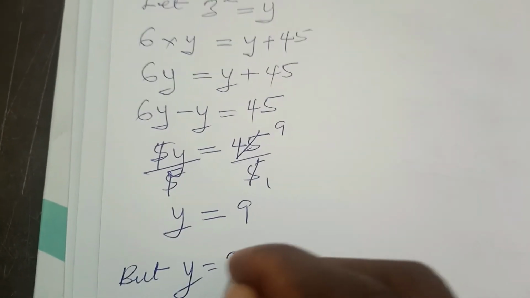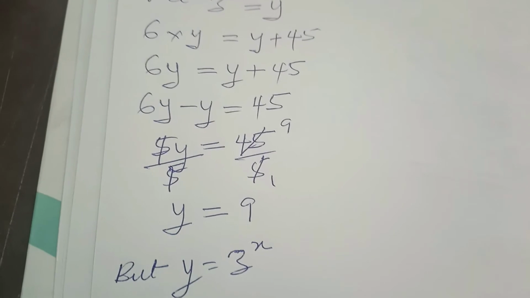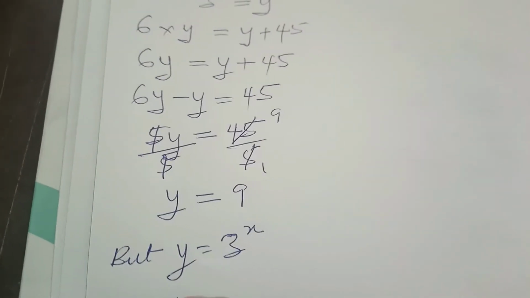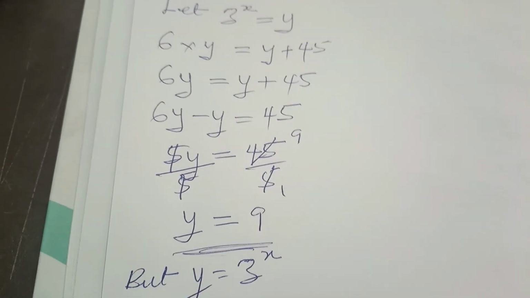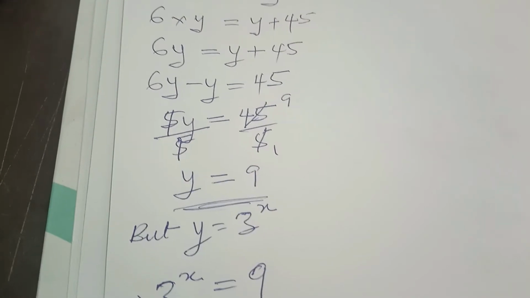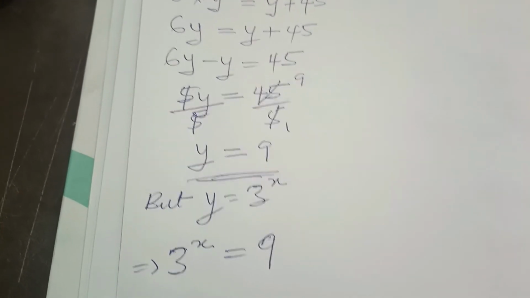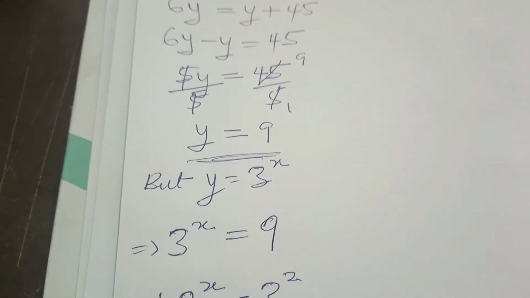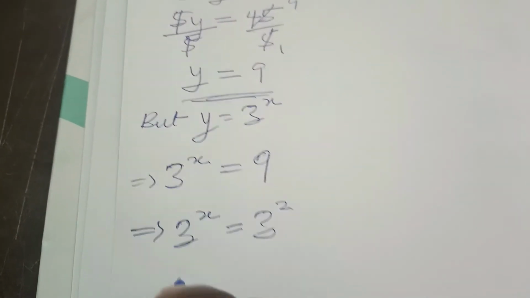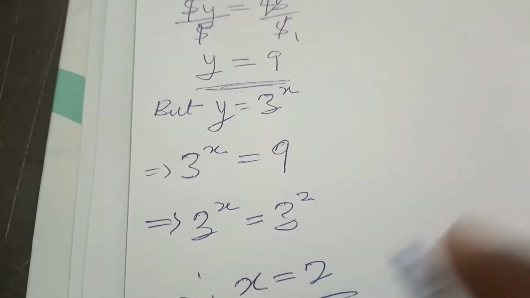So we'll say that y equals 3 exponent x. That means wherever we see y, we bring back our 3 exponent x. So 3 exponent x will be equal to 9. Here there is 3 as the base, and 9 can also be expressed as base 3. So 3 exponent x will be equal to 3 squared. Since the bases are the same, the value of our x is 2. And this is how we solve it.